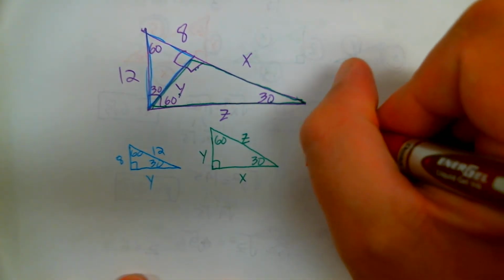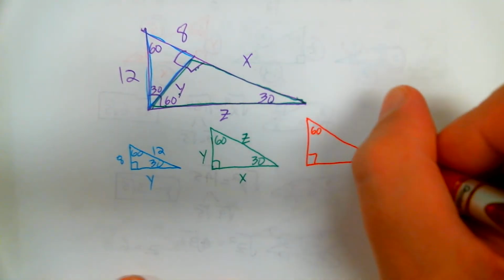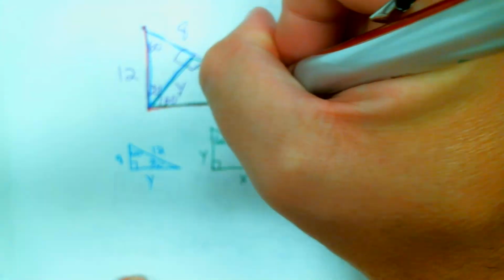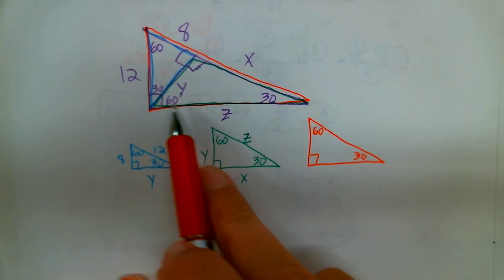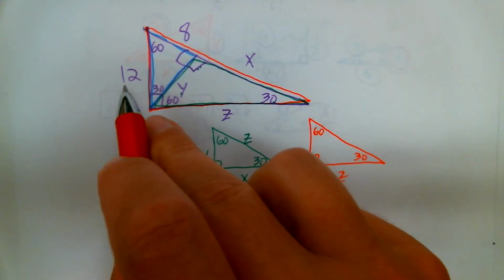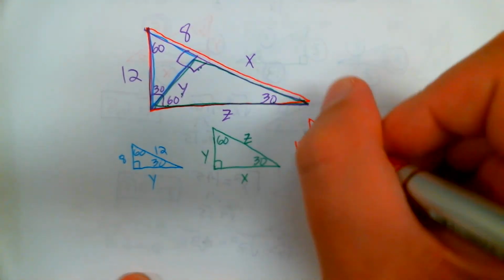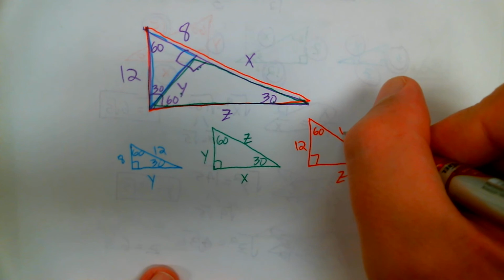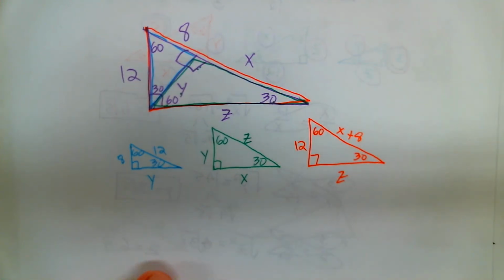Okay, Papa, Pappy. Okay, so my original red large triangle. Okay, Z is between the 90 and the 30. 12 is between the 60 and the 90. All right, now here my hypotenuse is actually x plus 8. A little tricky there, x plus 8.